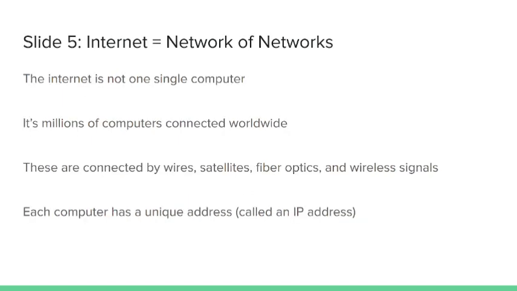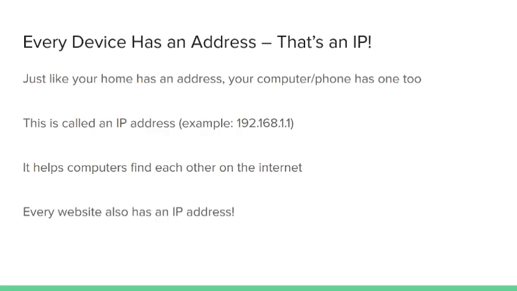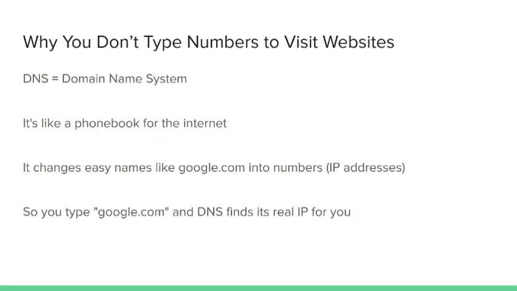The internet is not one single computer. It's like, as I said, a spiderweb of millions of connected computers, and these computers are connected by wires, satellite, fiber optics, or even wireless signals. Each and every computer has a unique address called the IP address. Just like your home has an address, your computer or phone has one too. It helps computers find each other on the net. For your information, each and every website also has a specific IP address.